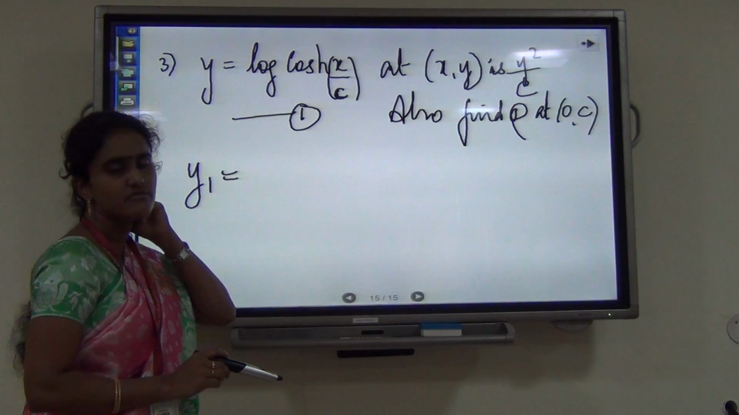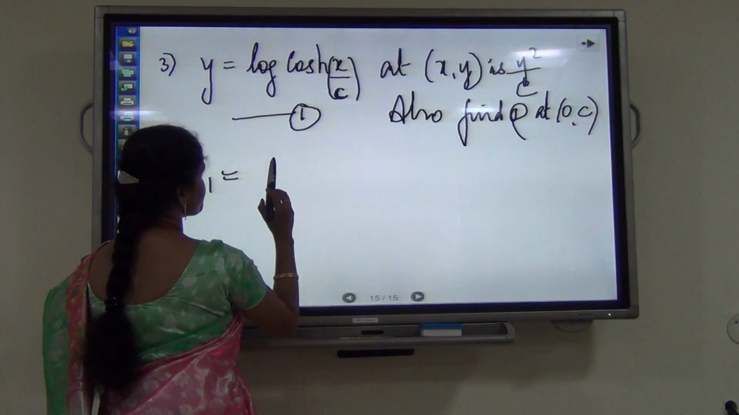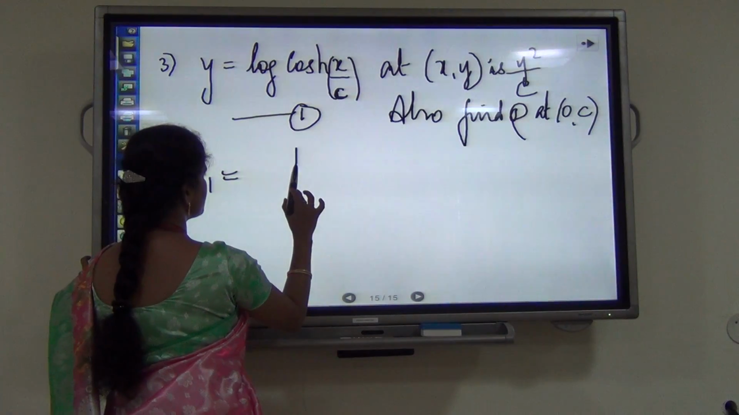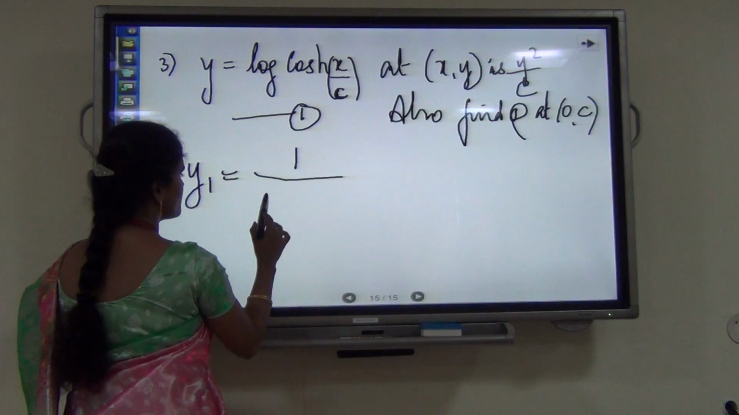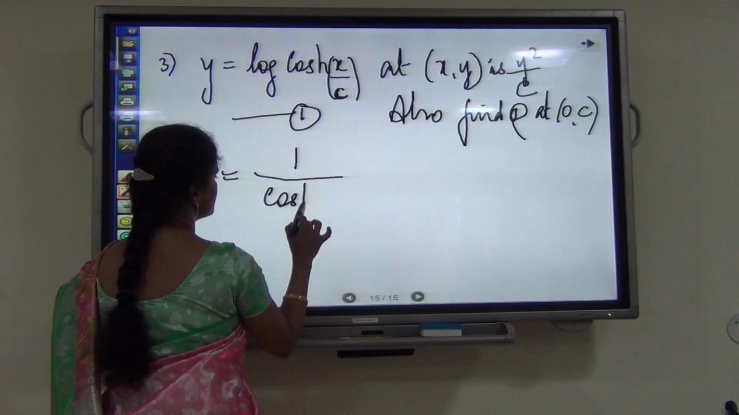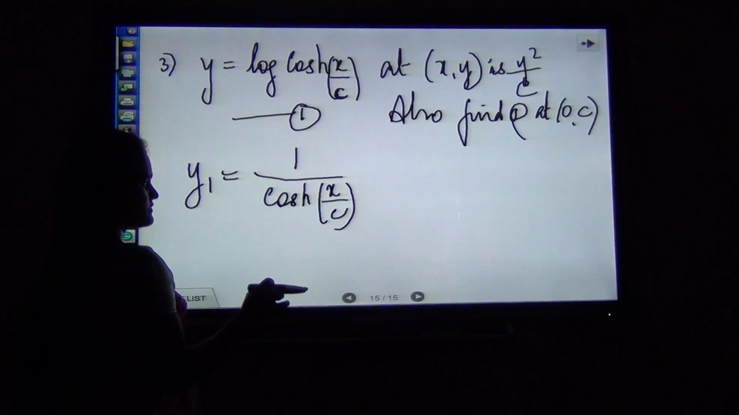We differentiate the first equation with respect to x to get y1. So what is the logarithmic differentiation? The derivative of log cosh(x/c) will be 1 by cosh(x/c). We have to differentiate this part. We have just differentiated log, and now we are differentiating cosh.